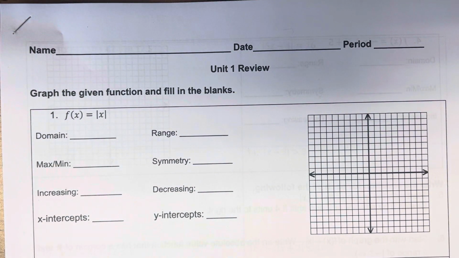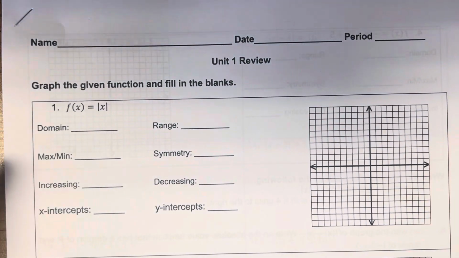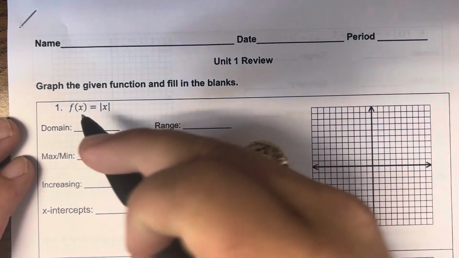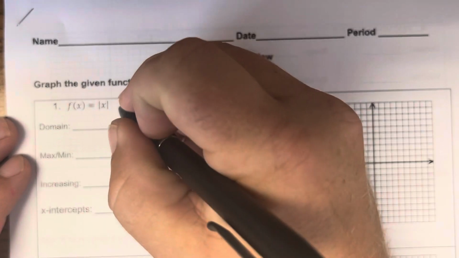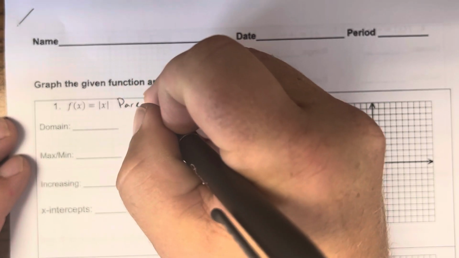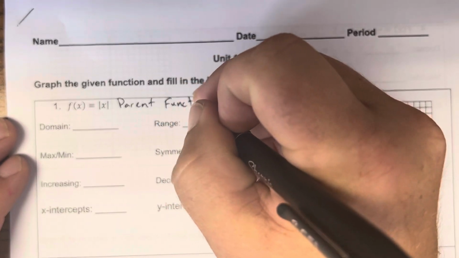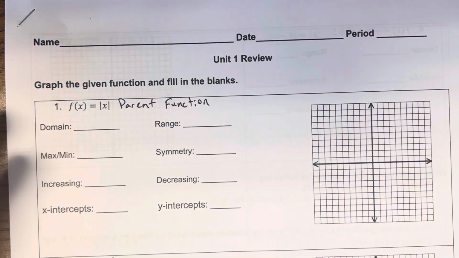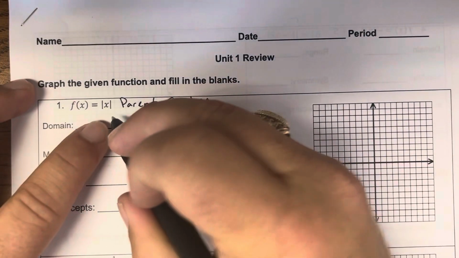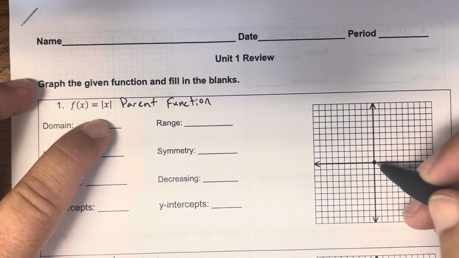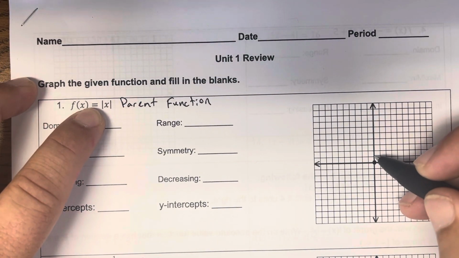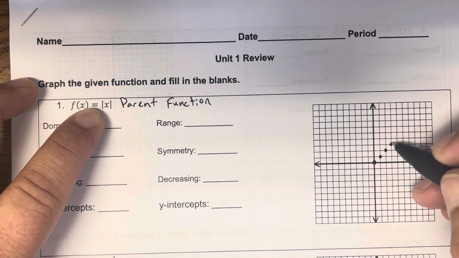All right, it's time to get ready for our Unit 1 test. The first part is just graphing these functions. So f of x equals the absolute value of x. This is our parent function. It hasn't shifted any direction. It's the normal. And so we're going to start at 0, 0 at the origin. And because there's nothing in front, we're going to go up 1 over 1 in both directions.